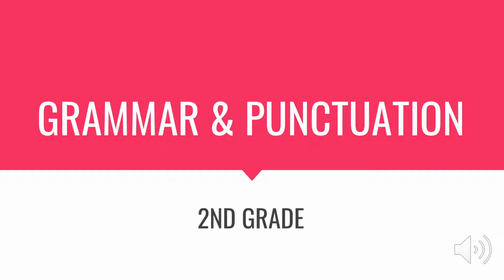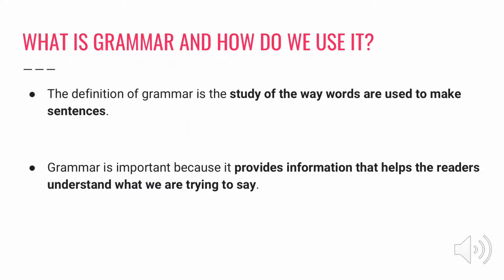and today we're going to teach you about grammar and punctuation. So, what is grammar and how do we use it? So, the definition of grammar is the study of the way words are used to make sentences. Grammar is really important since it provides information that helps readers to understand what we're trying to say through our writing.